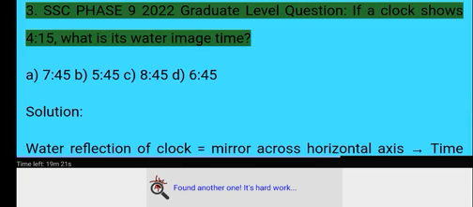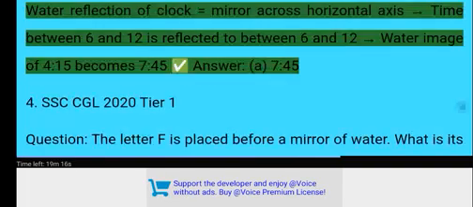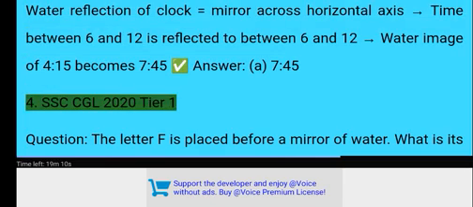If a clock shows 4:15, what is its water image time? A) 7:45, B) 5:45, C) 8:45, D) 6:45. Solution: Water reflection of a clock equals a mirror across the horizontal axis. Time between 6 and 12 is reflected to between 6 and 12. The water image of 4:15 becomes 7:45. Answer: A, 7:45.